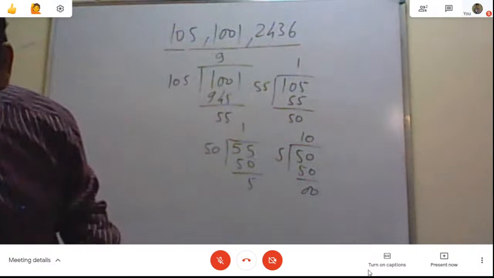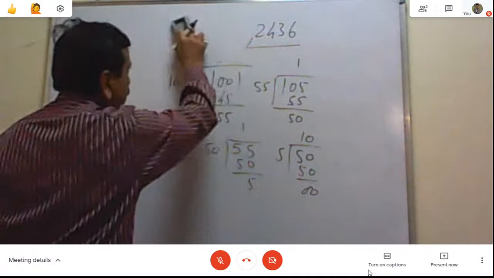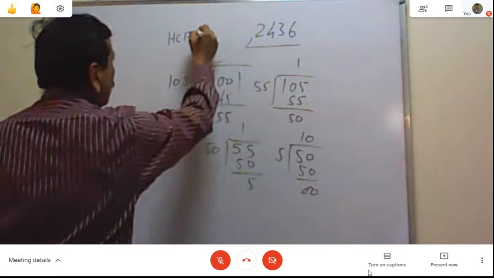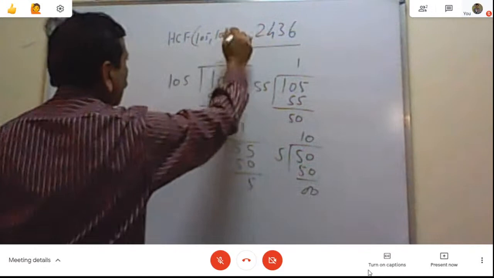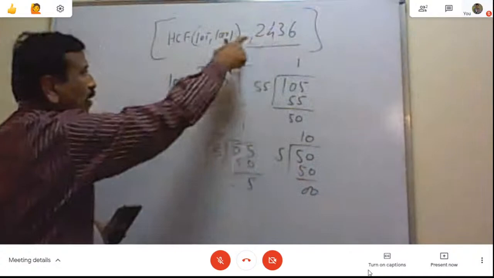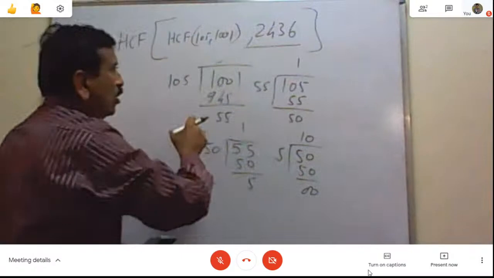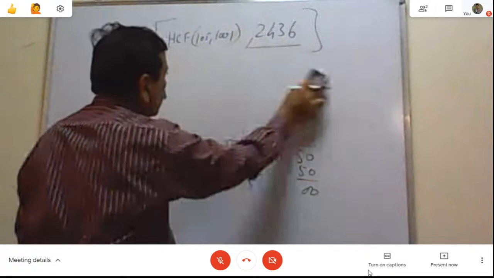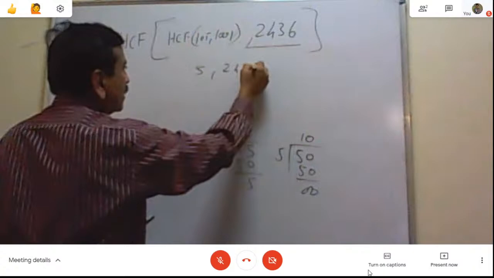Wherever we get remainder 0, the divisor of that is HCF. So we know that HCF of these two numbers, 105 and 1001, HCF of these two numbers and this number, if we find HCF, it will be practically HCF of this and this. So two numbers we have taken initially, and then we will consider third number. And we know that HCF of this is 5. So I have 5 and 2, 4, 3, 6.